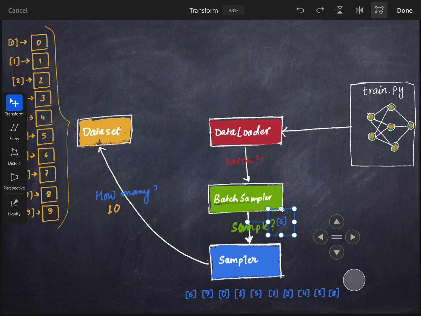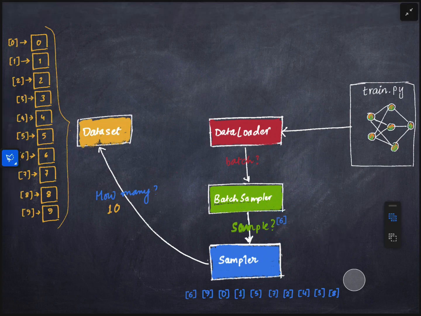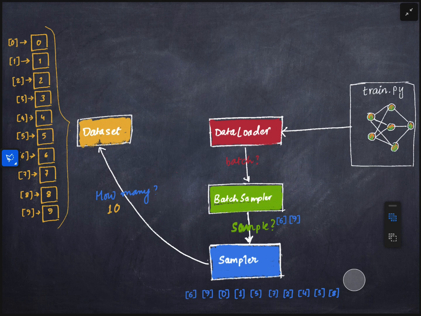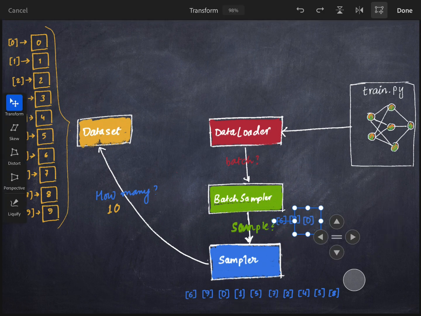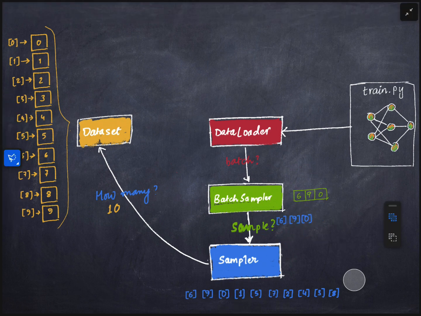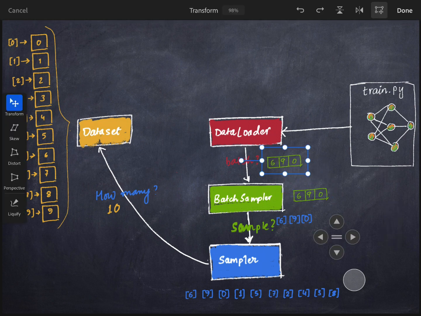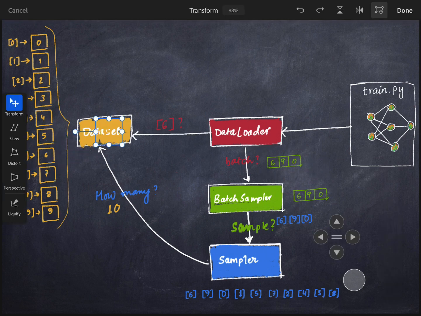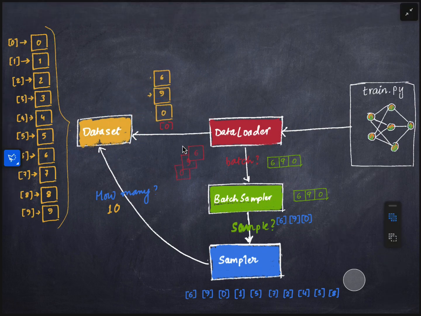Now the batch sampler asks the sampler for another sample, because remember, it needs to create a batch of size 3. And the sampler dutifully responds with index 9. A third invocation yields the index 0. The batch sampler takes this list of indices and hands it to the data loader. The data loader now gets the data at index 6 from the dataset. Next is index 9, and then finally index 0 completes the batch.